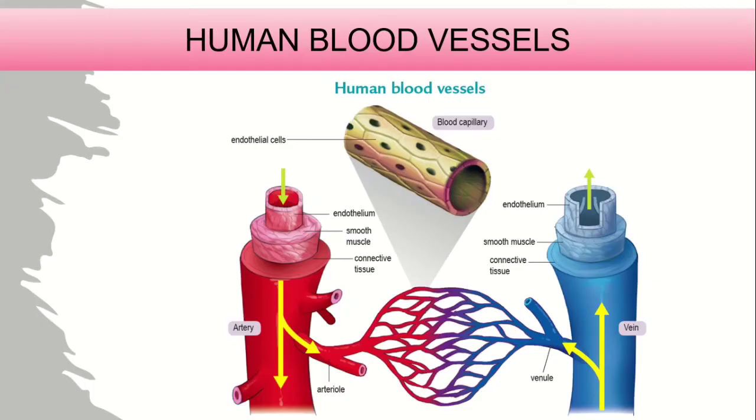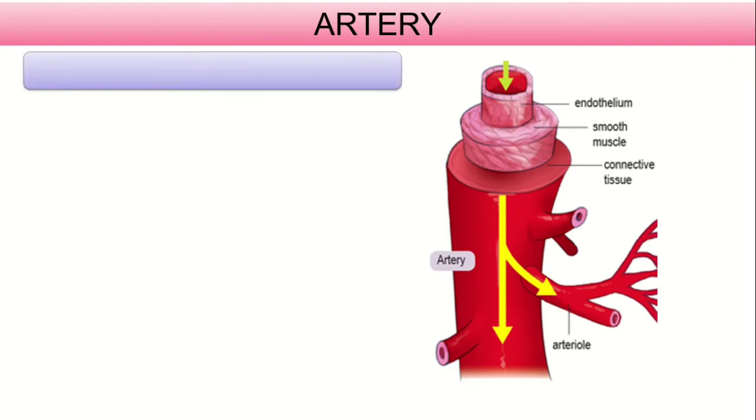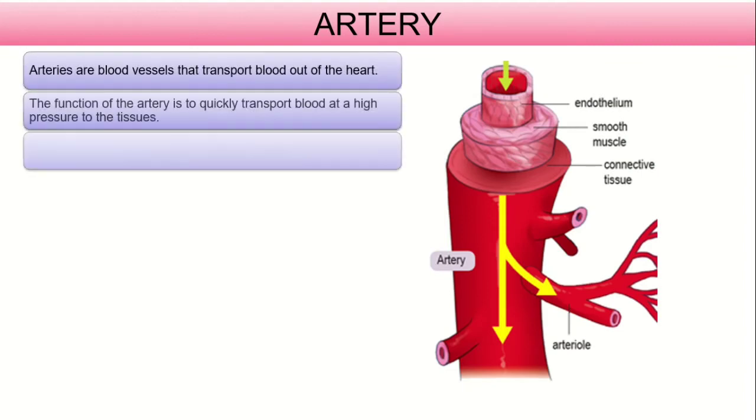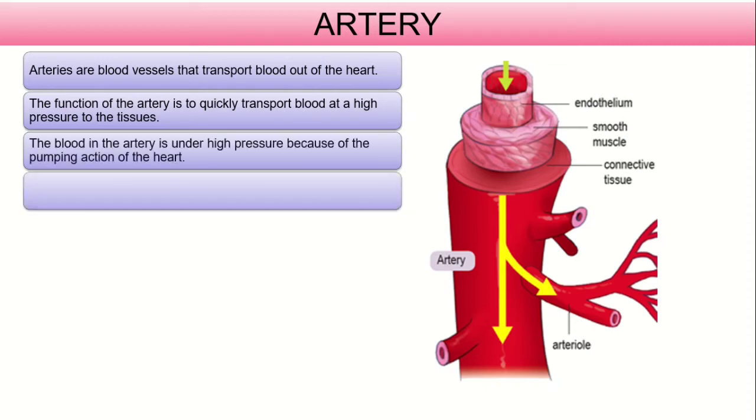In detail, we are going to discuss the human blood vessels. Arteries are blood vessels that transport blood out of the heart. The function of the artery is to quickly transport blood at high pressure to the tissue. The blood in the artery is under high pressure because of the pumping action of the heart.